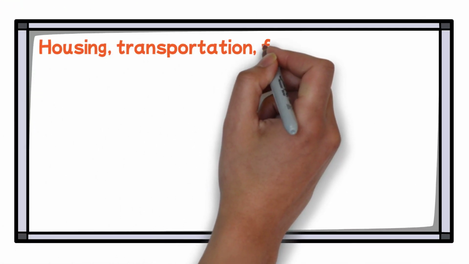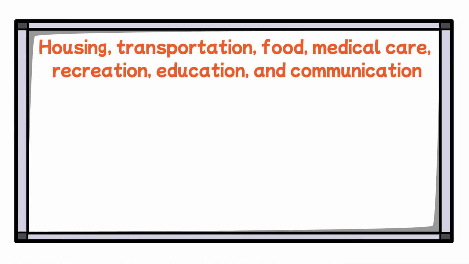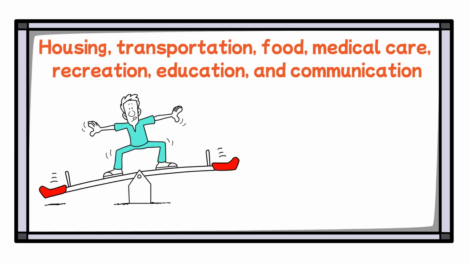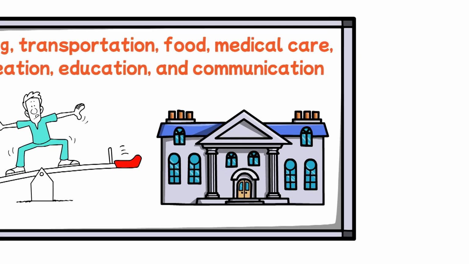The components of the CPI include housing, transportation, food, medical care, recreation, education, and communication. Each component is given a weighting based on its importance in the typical consumer's budget. For example, housing is given a higher weight because it is a larger expense for most consumers.